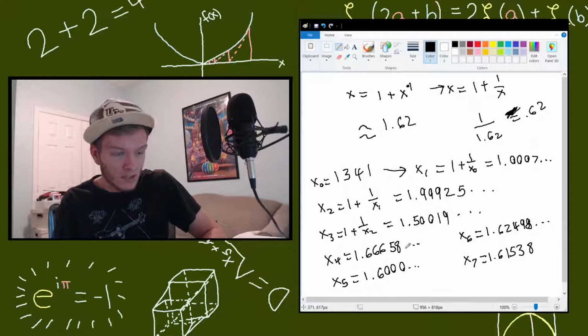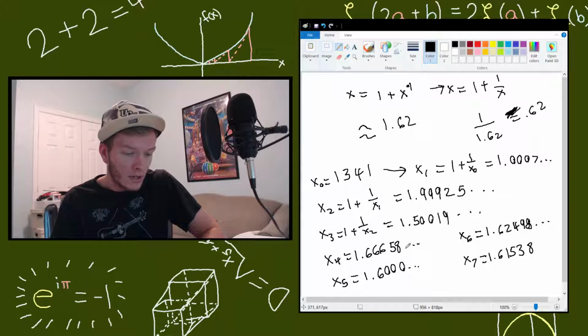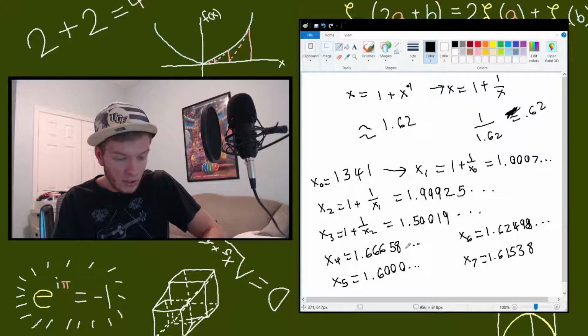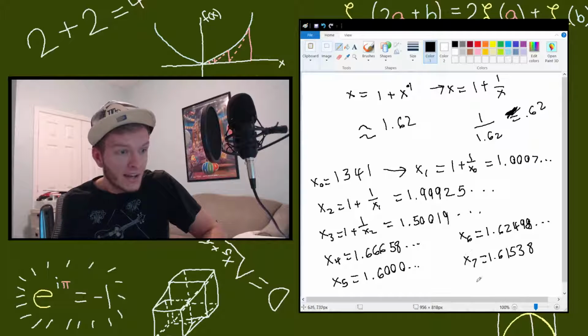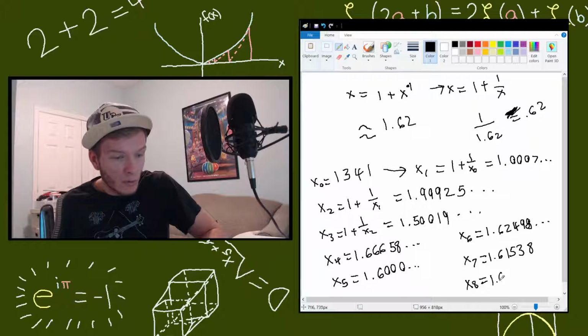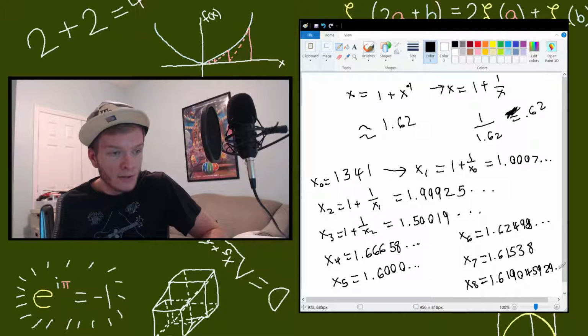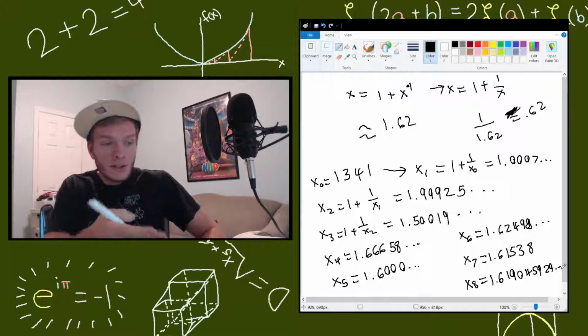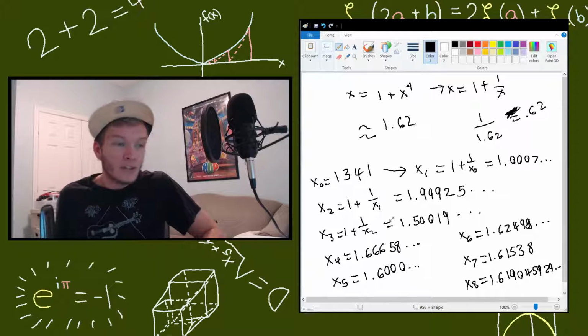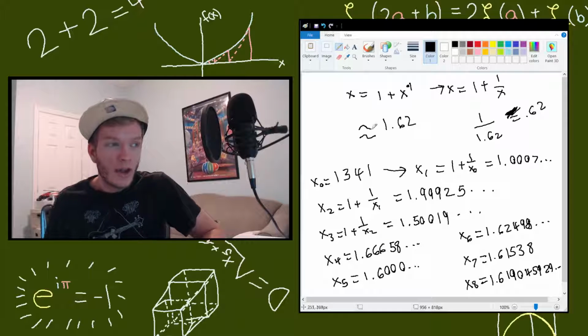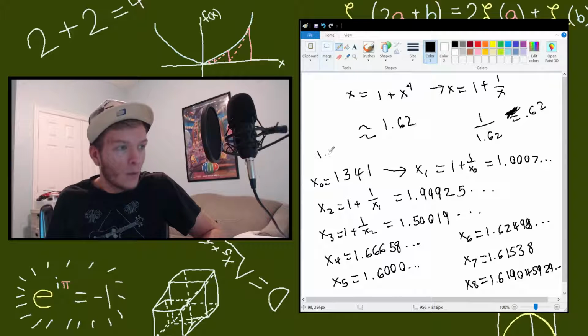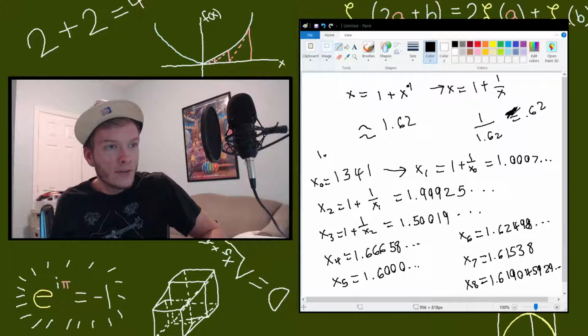I'll do one more just to have a nice even number. So we're going to do 1 plus our last one to the negative 1. And now we are at x8 is equal to 1.619045929 and some change. So you can see that even in 8 iterations, we are extremely close to that original number of about 1. I think I have it up here.